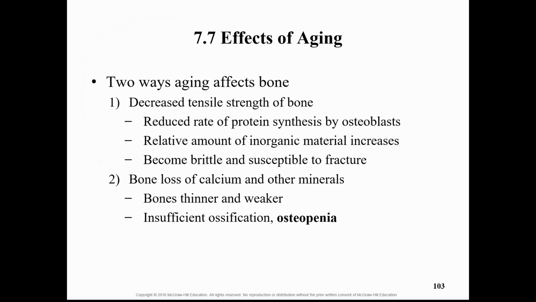As we get older, our bone is affected in two different ways. We have a reduced rate of protein synthesis by osteoblasts, so we've got less collagen. The bones are brittle and more susceptible to fracture. And then we can also have a loss of calcium and other minerals. The bones can become thinner and weaker, and this is called osteopenia. Osteopenia is poverty in Latin.